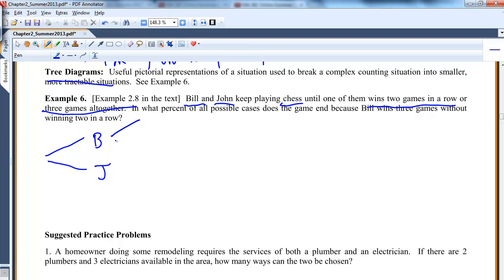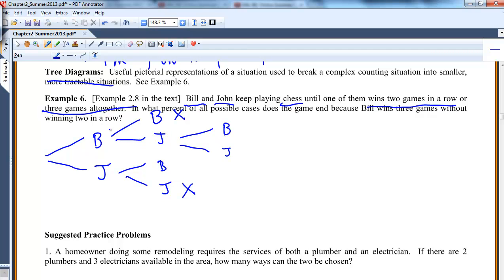Okay, and we're not done because somebody has to win 2 in a row or 3 games total. So in the next set of games, Bill could win or John could win, and down here, Bill could win or John could win. If we're going this route, Bill has won 2 in a row, and this branch of the tree is done, and same here. If they continue, let's say the situation Bill and John or John and Bill, then we could have another game. So this would be Bill and John.